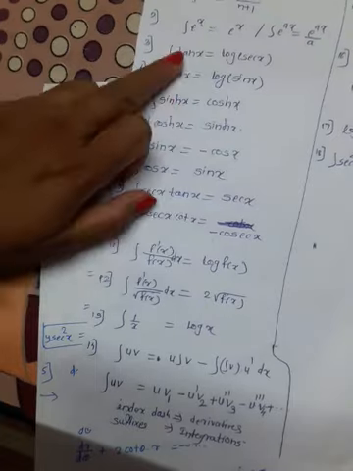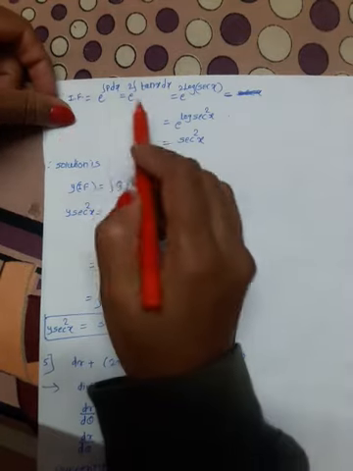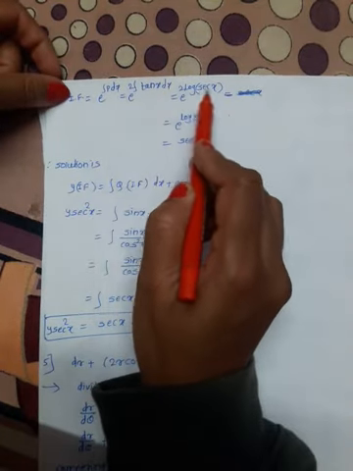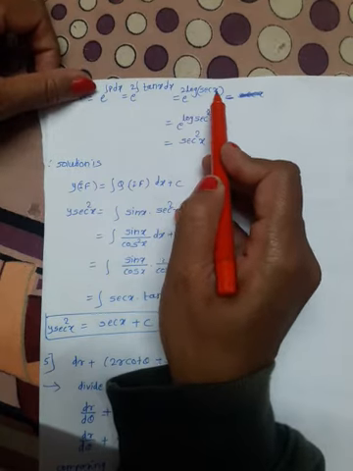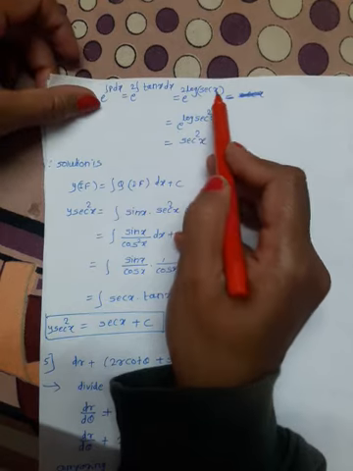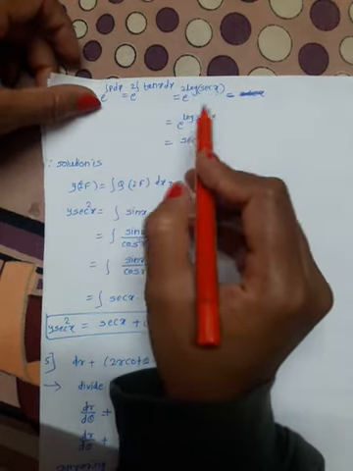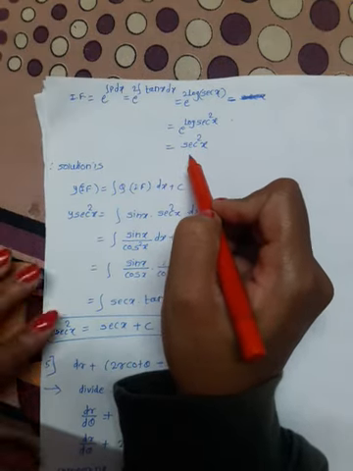Integration of tan x is log of sec x. Therefore it becomes 2 as it is, e raised to log of sec x. Now take the 2 on the indices of sec, we get e raised to log of sec square x. Sec x square or sec square x are both the same. Now e and log get cancelled, that's why it becomes only sec square x.